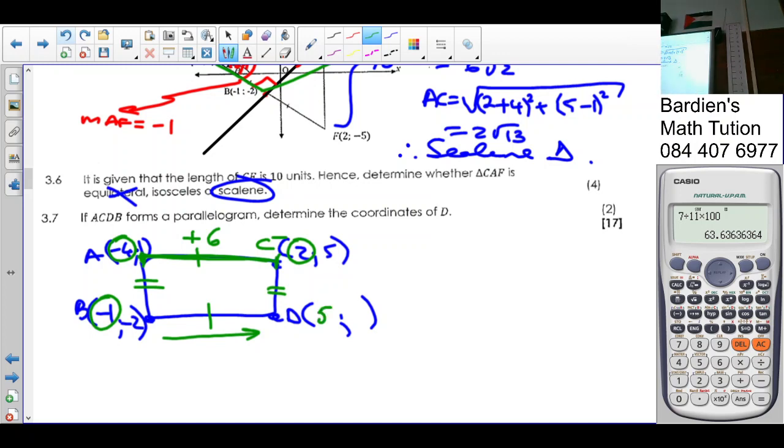Let's look here. I'm moving from A to B. Am I affecting my x or my y? Your y. So 1 to minus 2, how many units did I move down by? 3. So move this down by 3. So that's going to be, it was minus 5 now, minus 3 is 2. So that is your D. The D's coordinate is going to be 5 and 2.